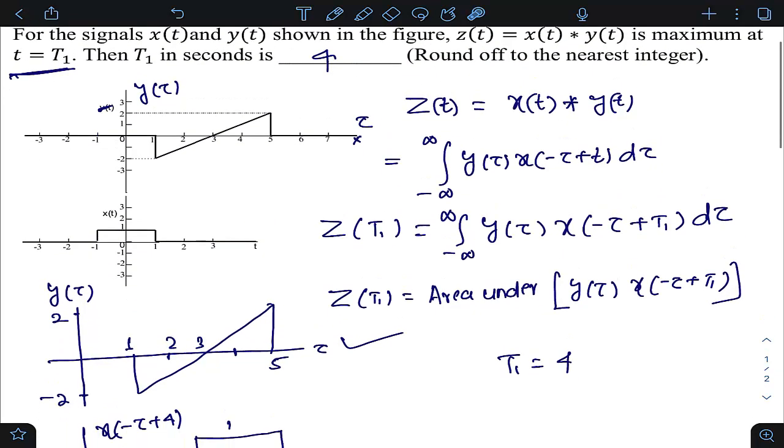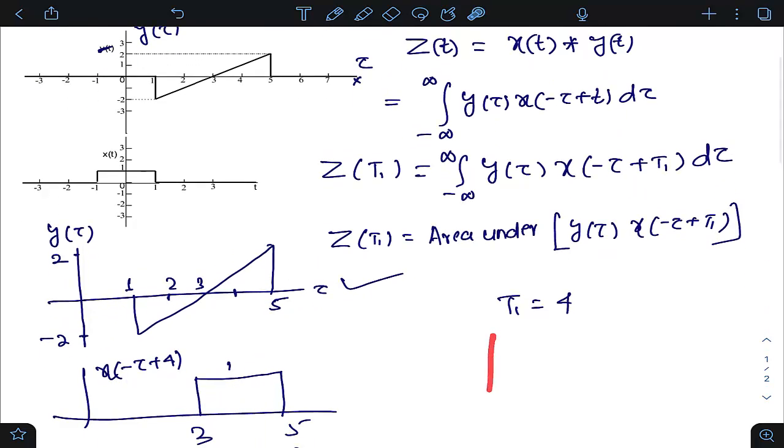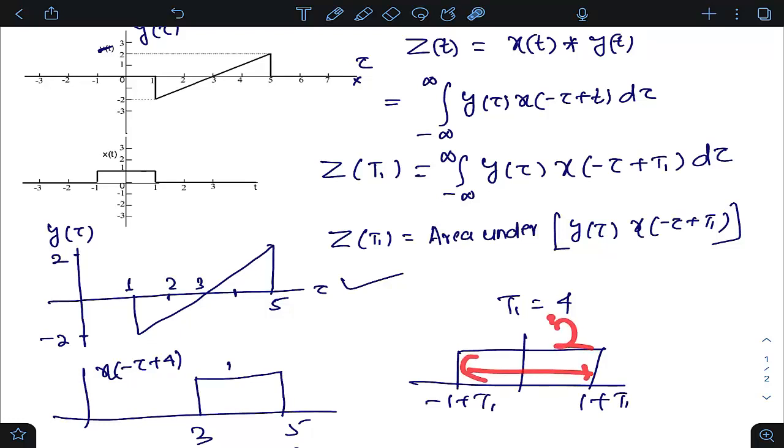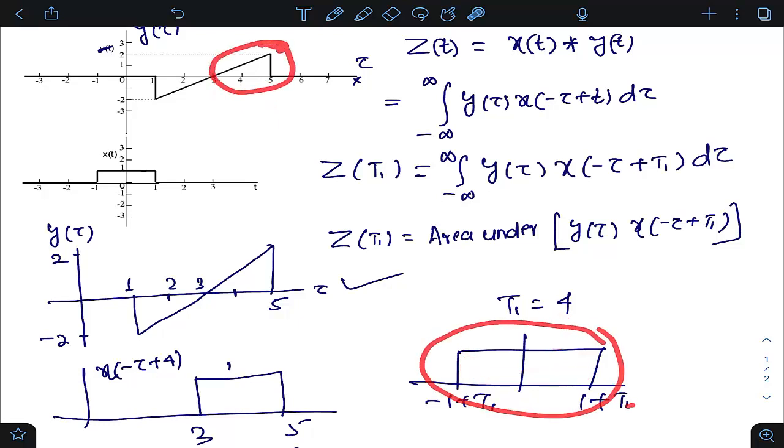So it is very evident, students. The rectangular pulse is covering from where to where? From minus 1 plus t1 to 1 plus t1. So your idea should be, because this width is 2 and this width is also 2, you should adjust t1 in such a way that this 2 overlaps with this 2, because you are expecting the area of this one.